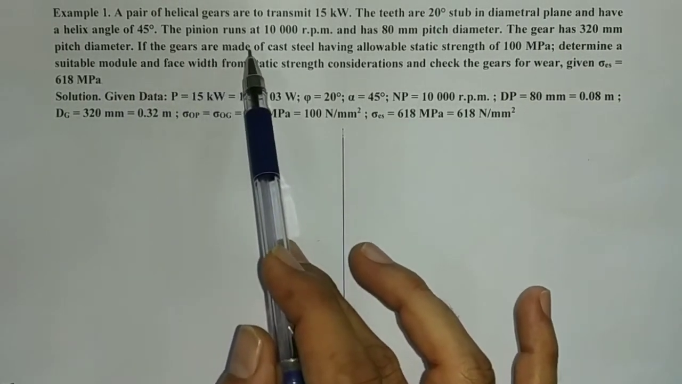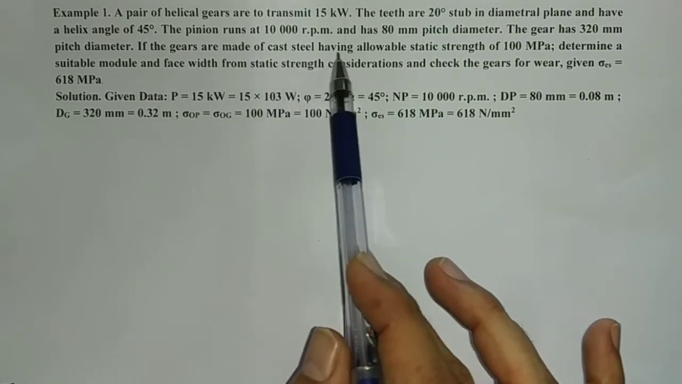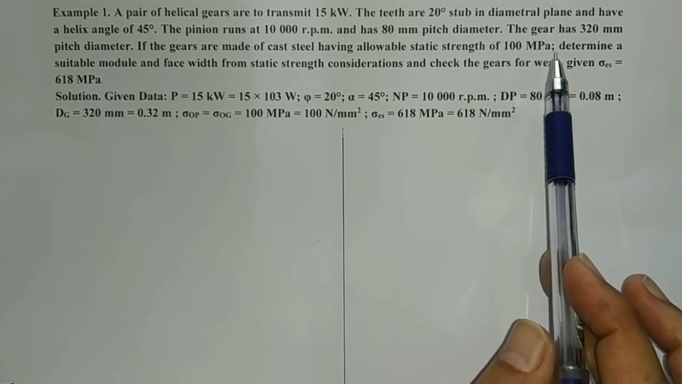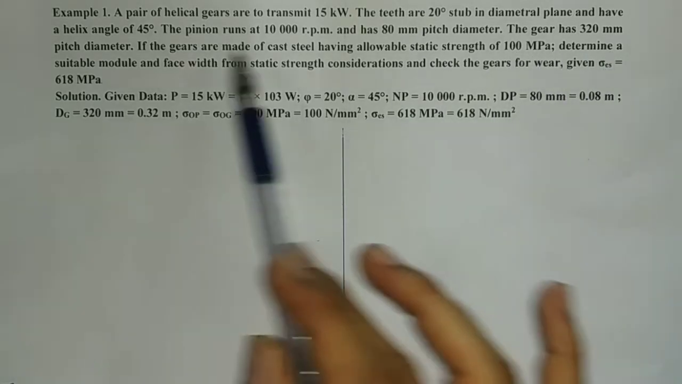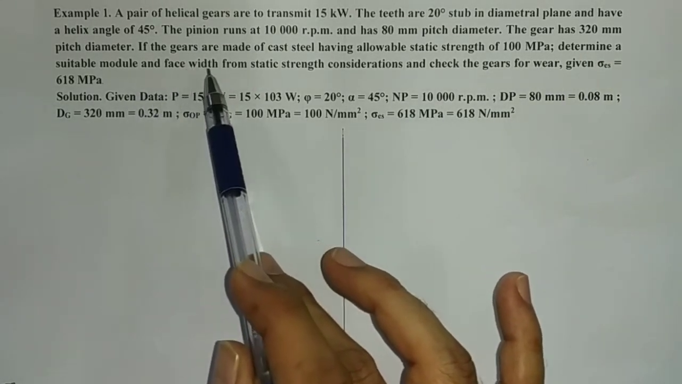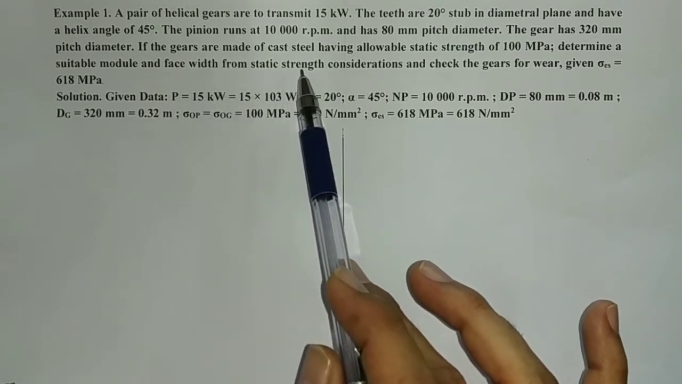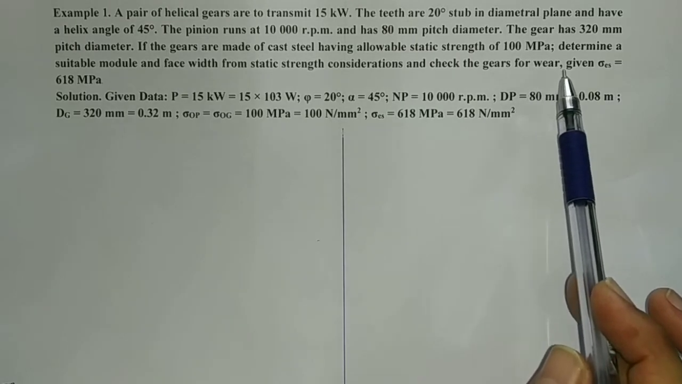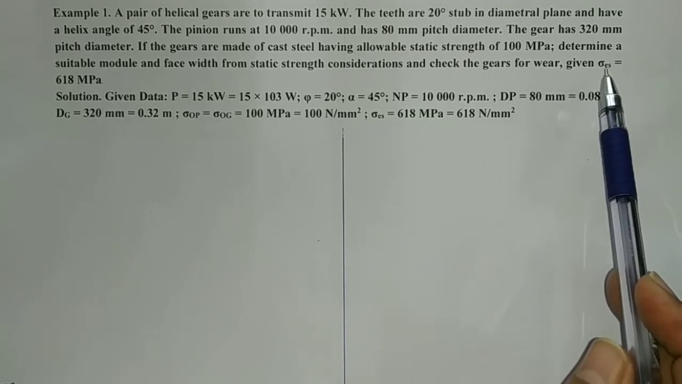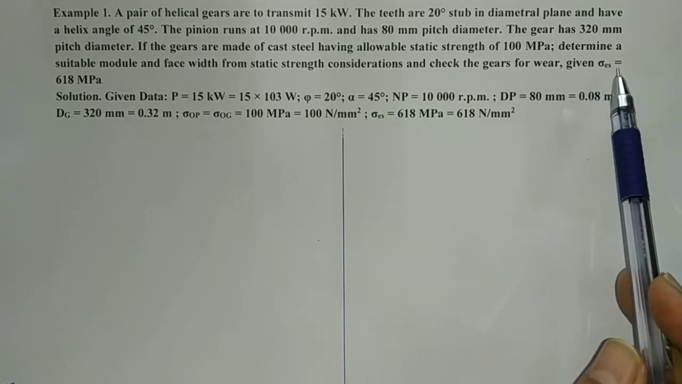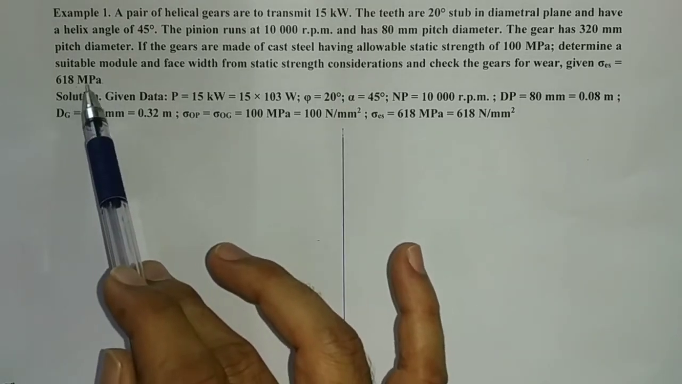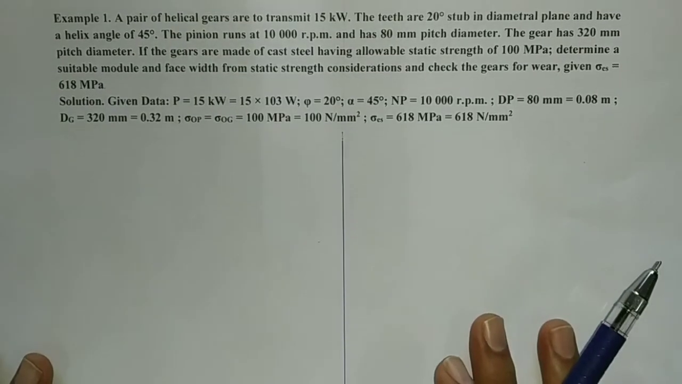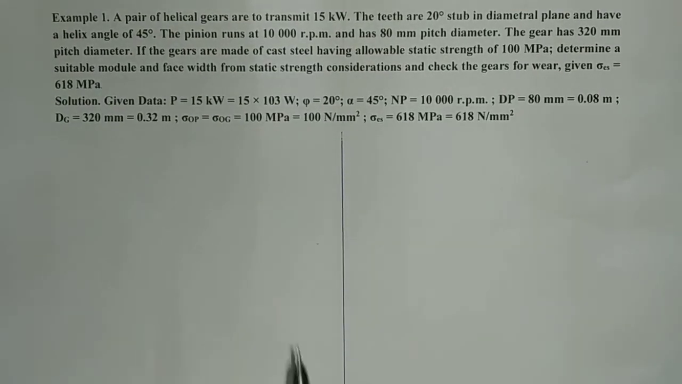If the gears are made of cast steel having the allowable static strength of 100 megapascal, determine a suitable module and face width from static strength considerations and check the gears for wear. Given sigma ES is equal to 618 megapascal. Okay, now let us solve this example.